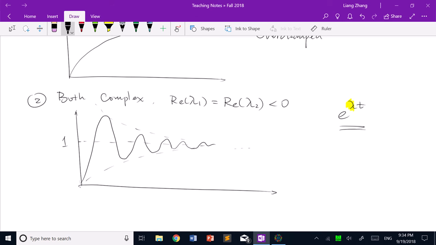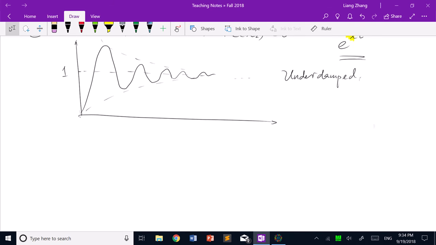You have a decaying oscillation, eventually goes to the steady state, which is 1 since DC gain is 1 again. This is what we call the underdamped case. Underdamped apparently means the damping is not strong enough such that you can go over the steady state level and have this overshoot.